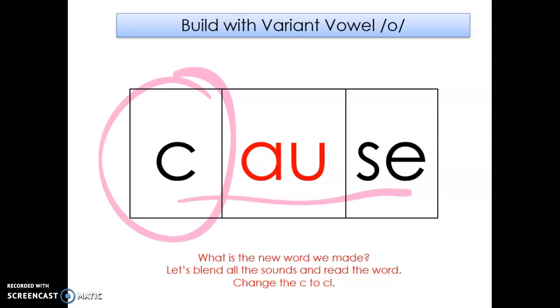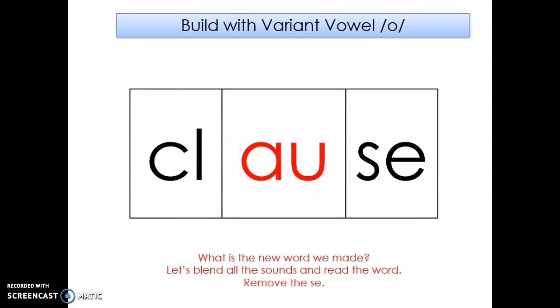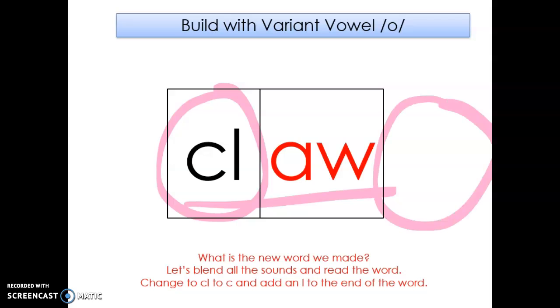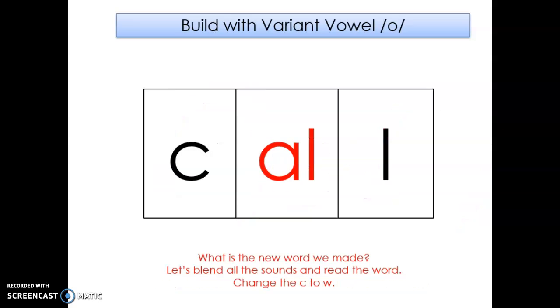Think. Say the word is clause. What's the word? Get rid of the SE. Think. Say the word is claw. What's the word? Okay, this is a tricky one. Change CL to C and then add an L at the end of the word. Think. Say the word is call. What's the word?